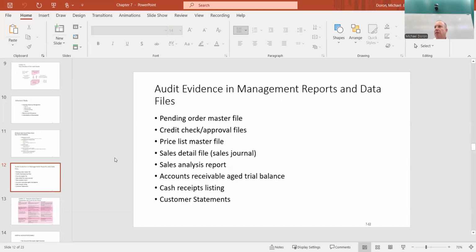Okay, we're going to see a slide like this from the textbook in the next several chapters. Audit evidence and management reports and data files. Right. So every client, every company should have these basic files that you can just ask for. Good record keeping, they would have all of these files. So you can just say, I'm going to be on site next week. Please have all of these files available for me, and they can pull all of them, no problem. Okay, what should be there? A pending order master file. What's that? A pending order master file.